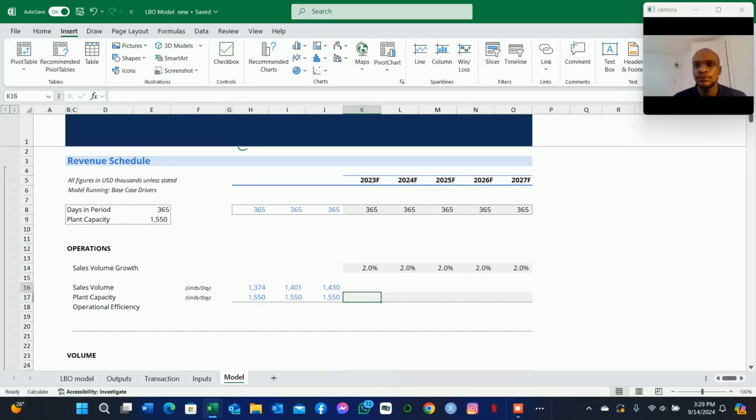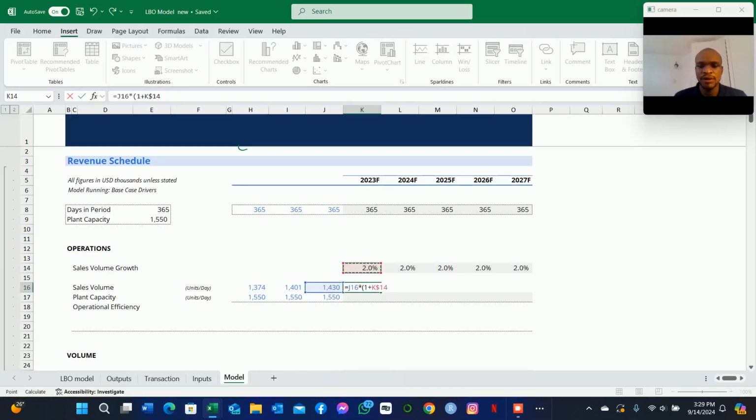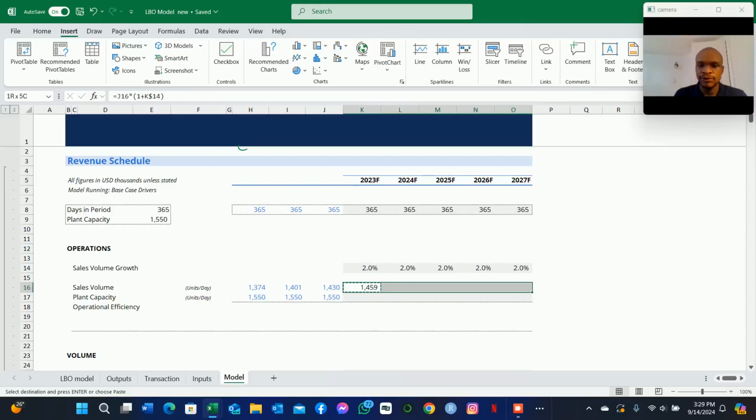So now to estimate our sales volume is going to be based on the prior period. We take the prior period multiplied by 1 plus our growth rate, referenced there. So we believe that the volume will grow at the rate of 2% each year. So we have it set up there to the end of the forecast, which is 5 years from today.